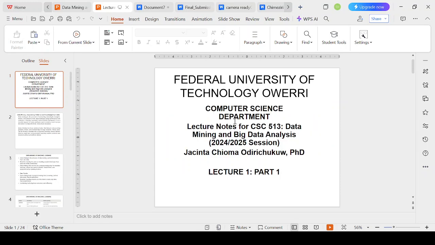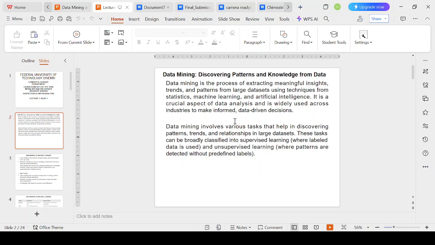In our lecture 1, part 1, we critically look at data mining. And we know that data mining, as we have explained before, is the discovering of patterns and knowledge from data. You can define it as the process of extracting meaningful insights, trends, and patterns from large datasets using techniques from statistics, machine learning, and artificial intelligence. It is a crucial aspect of data analysis and is widely used across industries to make informed, data-driven decisions.